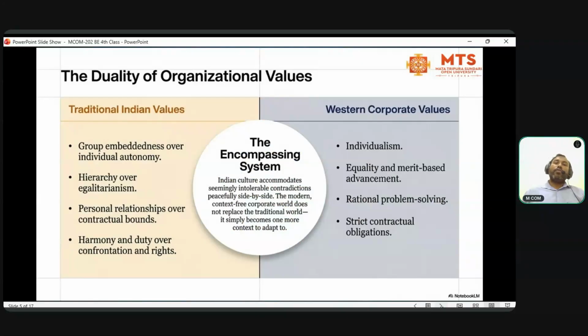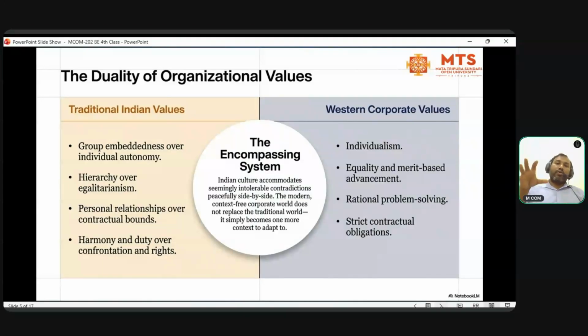The duality of organizational values. The traditional Indian values are group embeddedness over individual autonomy, hierarchy over egalitarianism, personal relationships over contractual bonds, harmony and duty over confrontation and rights. And Western corporate values: individualism, equality and merit-based advancement, rational problem solving, strict contractual obligations.